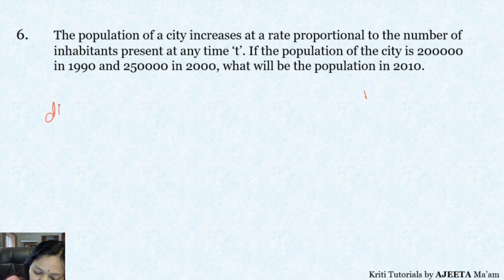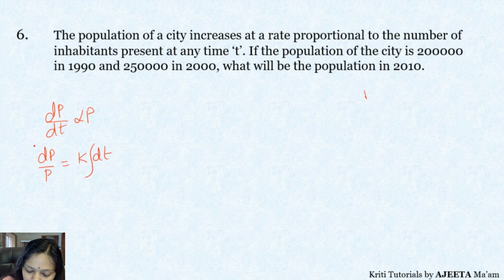So population, again the rate is the same, proportional to the number of inhabitants. Here we are taking the number of inhabitants as P. Now let's separate it out, remove the equal to sign and integrate it. So log P is equal to kt plus c. So that's your initial condition. Clear? Now let's move on.